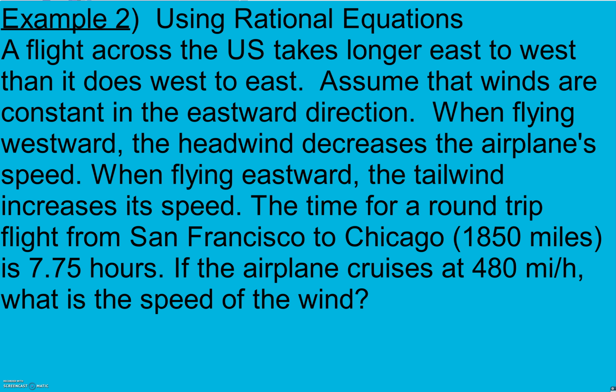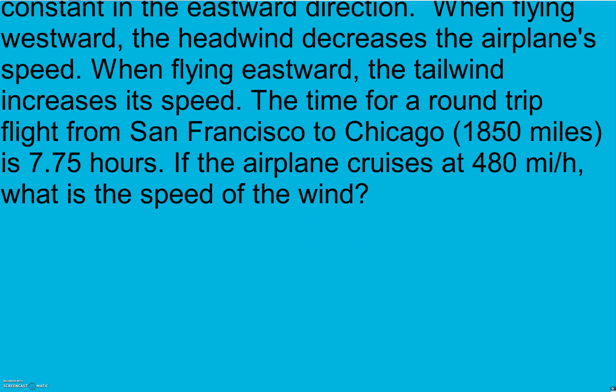If the airplane cruises along at 480 miles per hour, so that means the speed of the plane itself, like if it was to set cruise control, not how fast it's actually traveling. The wind is going to change the actual speed that it's going, but what it's set at is 480. And we want to know what is the speed of the wind.